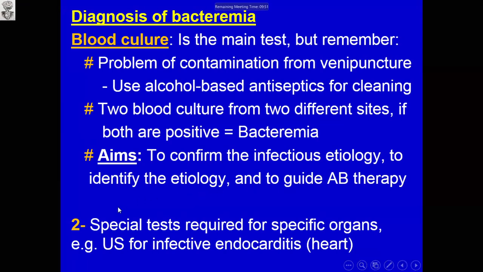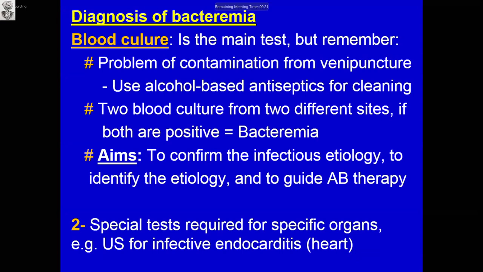The second, to identify the etiology. What type of bacteria? Gram positive, gram negative. If gram negative, what sort of bacteria, E. coli, others, and so on. And also to guide antibiotic therapy. If we do culture, we do a sensitivity test for the antibiotics, so we can know the antibiotic that is effective against this bacteria. So blood culture is the main test.